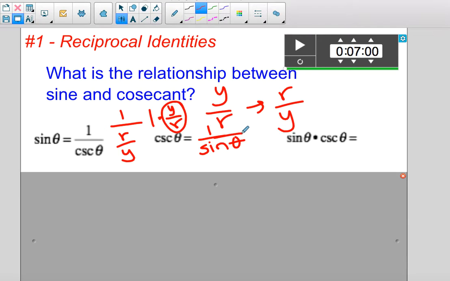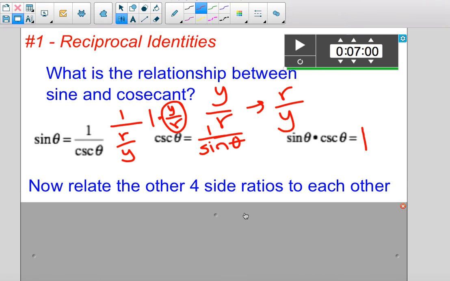Obviously, if you have two reciprocals, you've been doing it since middle school with perpendicular slopes, right? When you have reciprocals being multiplied by each other, their product is going to be 1. Y over r times r over y, the y's cancel, the r's cancel, and you're just left with 1. So essentially what I want you to do now in your groups is relate the other four side ratios to each other, and then from there find two products or two equations that produce a product of 1 using those reciprocal identities.